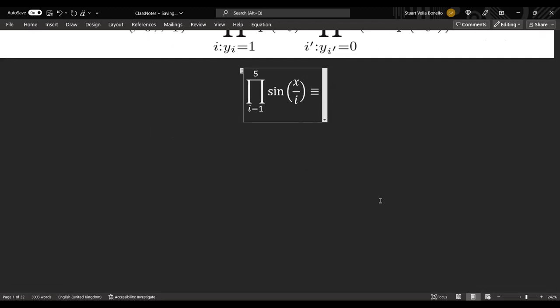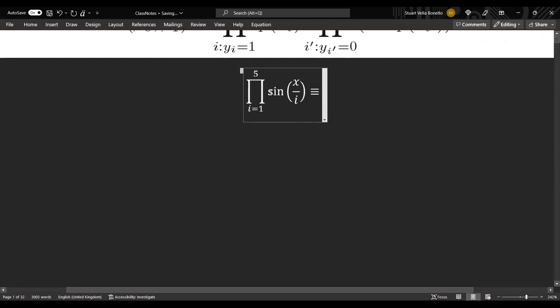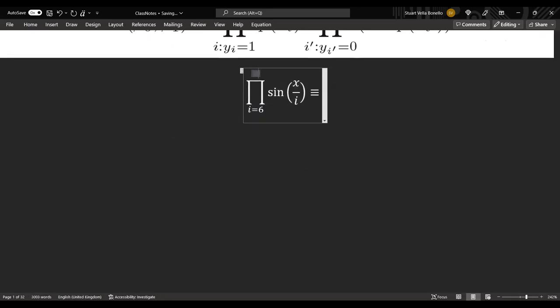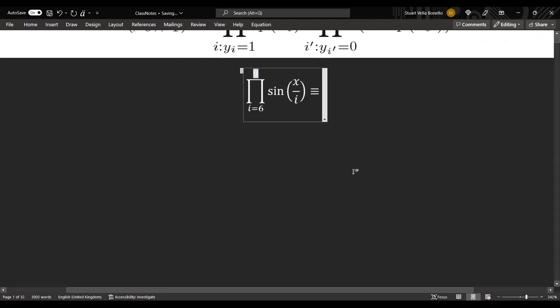All that it's telling us is this is your generic term, and you're going to multiply it 5 times: 5 minus 1, and then you always add a 1. Let's make it a bit more general. So, for example, from 6 to 9. This is how many we're going to multiply. How many values? We're going to multiply 4. 9 minus 6 is 3, and you always add a 1.